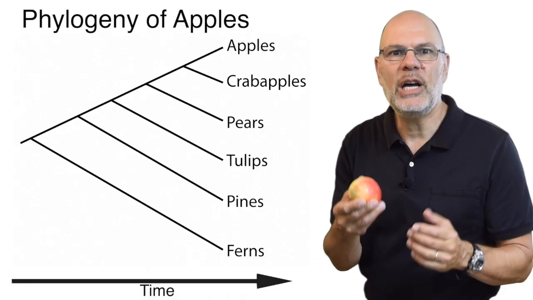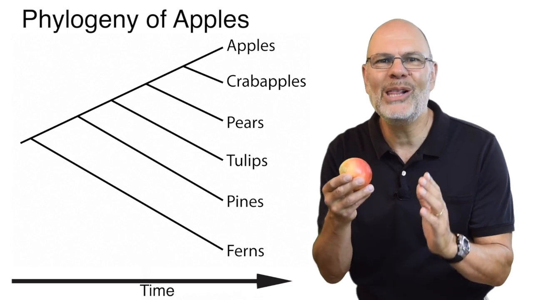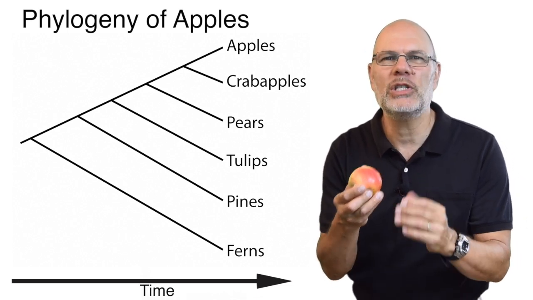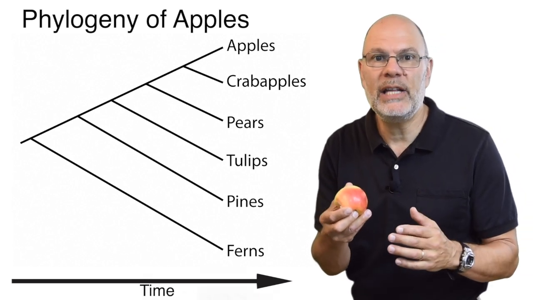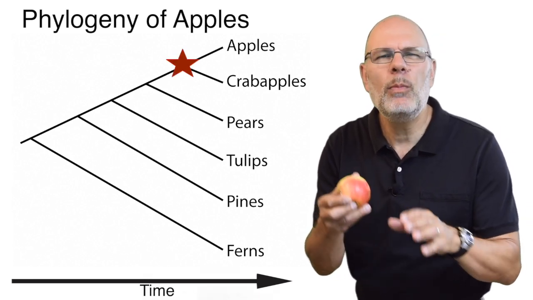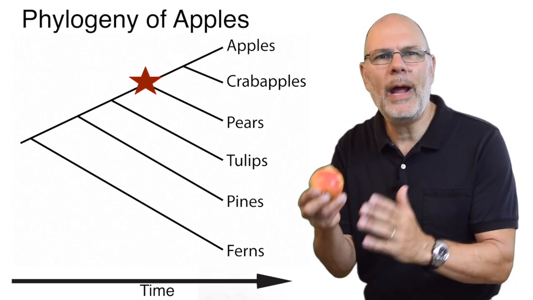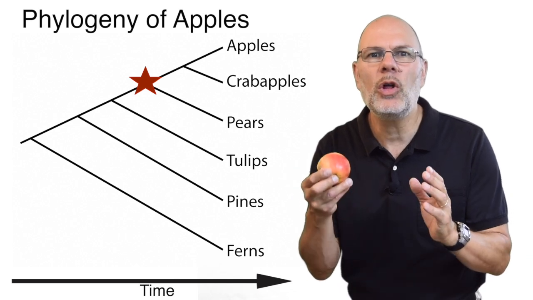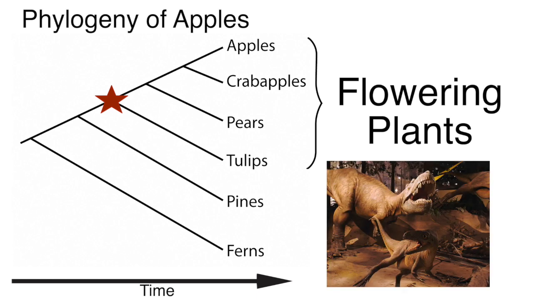Evolution is a process that unfolds over time. You can use a diagram like this, called a phylogenetic tree, to represent the evolutionary history of any organism, including apples. Apples have a common, relatively recent ancestor with crab apples. They're more distantly related to fruit-like pears. Apples, crab apples, and pears are part of an enormous group of species called the flowering plants that first emerged over 100 million years ago in the time of the dinosaurs.